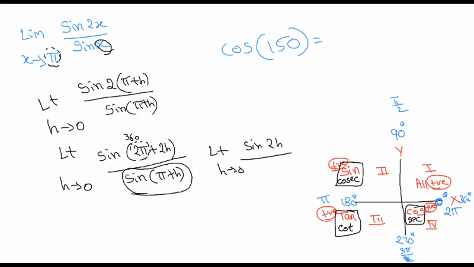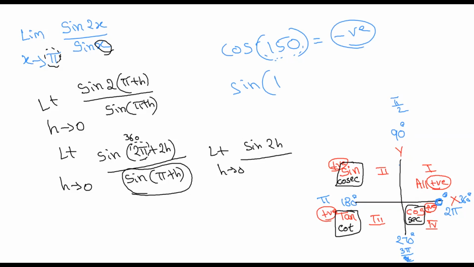So if it is cos of 150, I want only whether it is positive or negative, not the value. Where does this 150 lie in the coordinate plane: first, second, third or fourth? Between 90 and 180, so 150 is in the second quadrant. So it is negative.